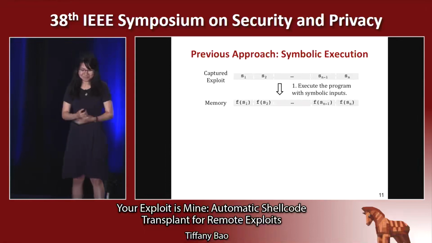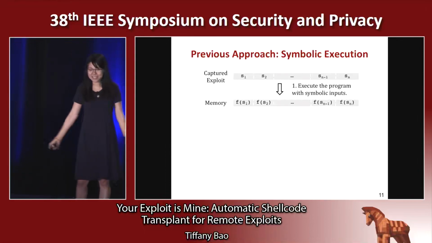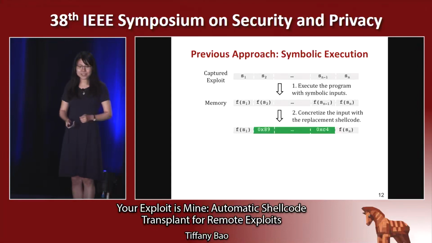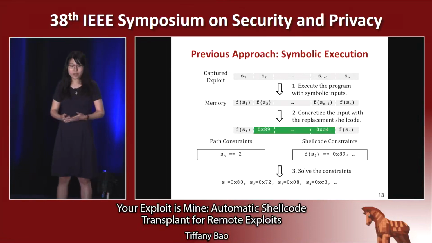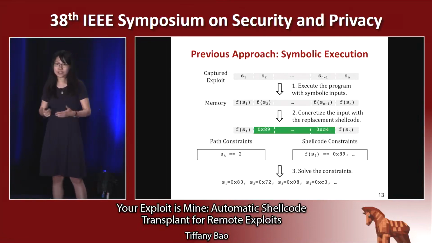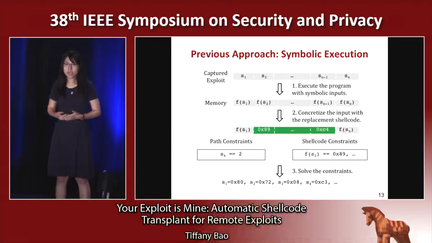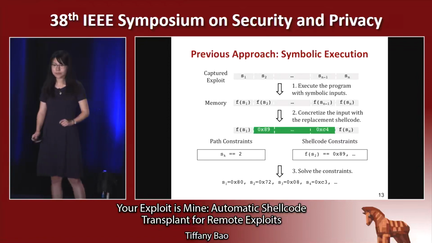Okay, let me continue. So now we're at the exploitable state, and the second step is to concretize the input with the replacement shellcode. From the first step, we will have the path constraints, which is the constraint for letting the program reach the exploitable state. And for the second part, we get the shellcode constraints, which requires the program to execute exactly what we want for shellcode. And finally, we could solve the constraints, get a satisfiable solution, and that can be used as an exploit.